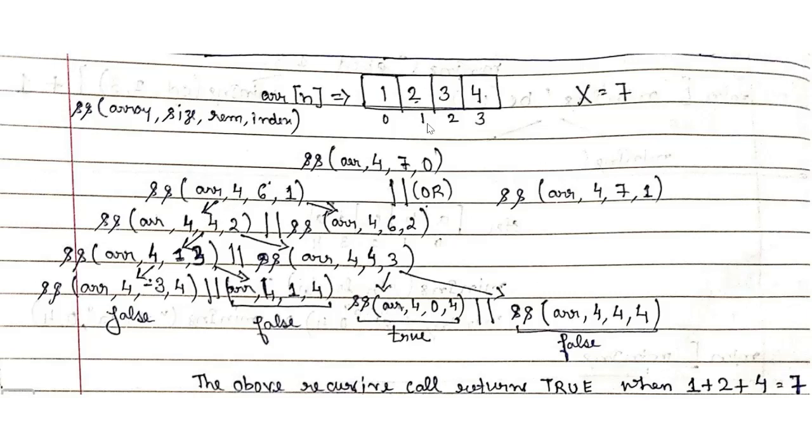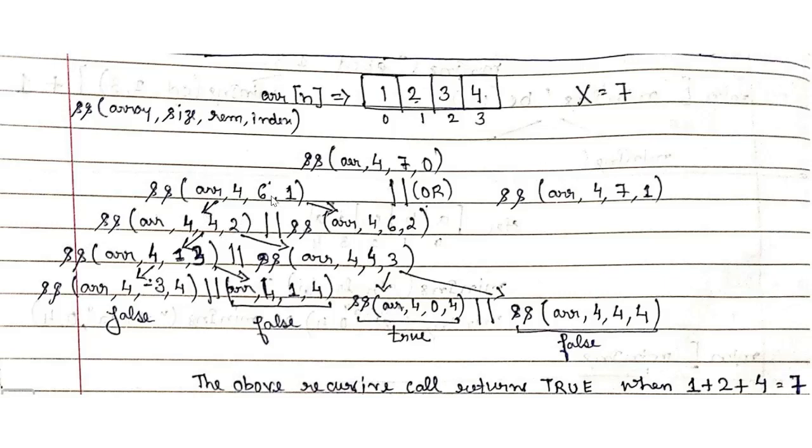So what is present at index 1? It is 2. So 6 minus 2 is 4. So what am I left with? How much sum do I need to make? This subproblem says that look, I am currently at index 2. Just tell me that from starting at index 2 to the end of the array, can I create 4 or not?